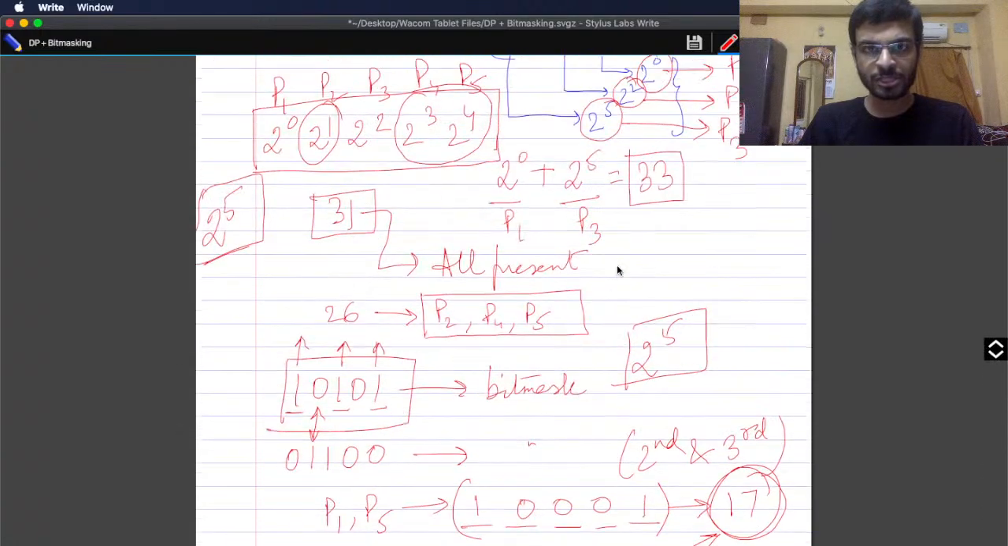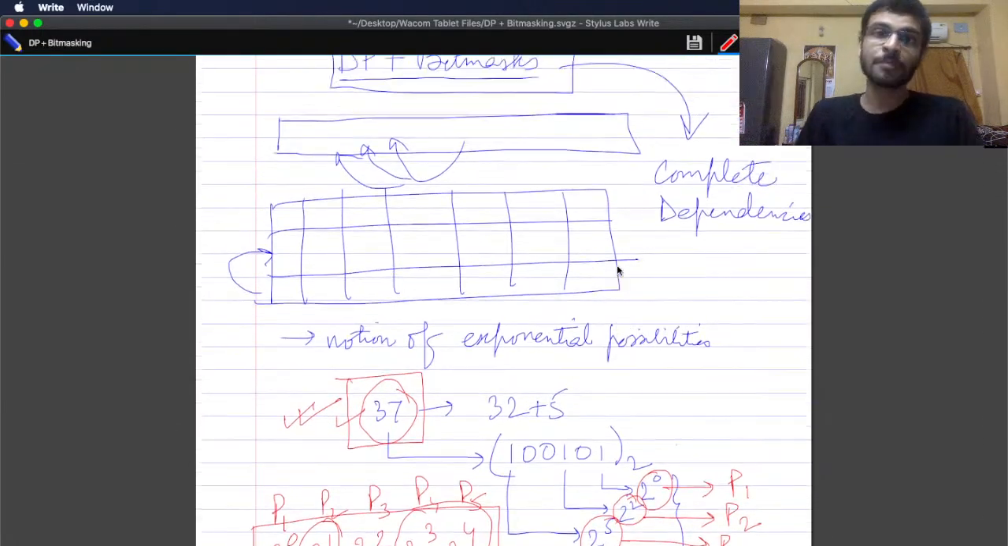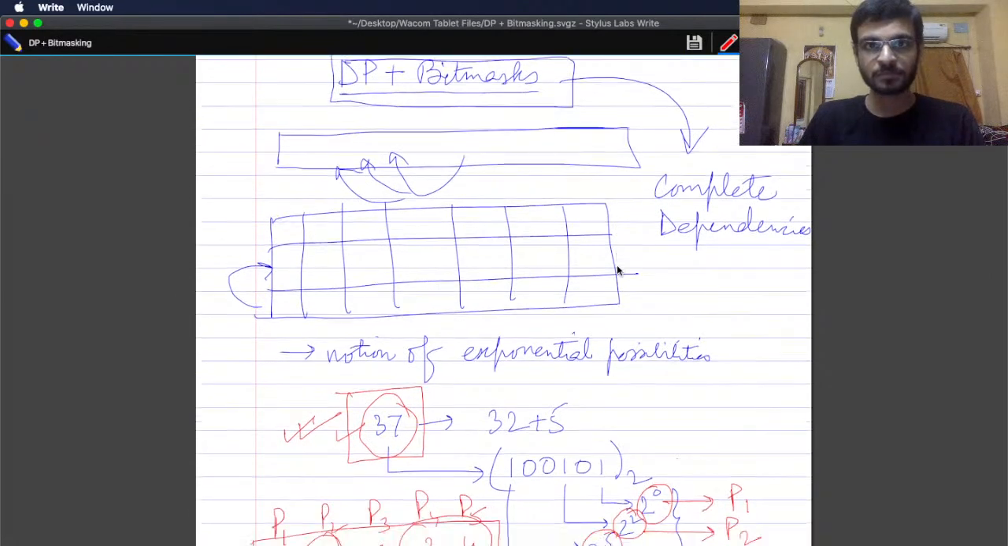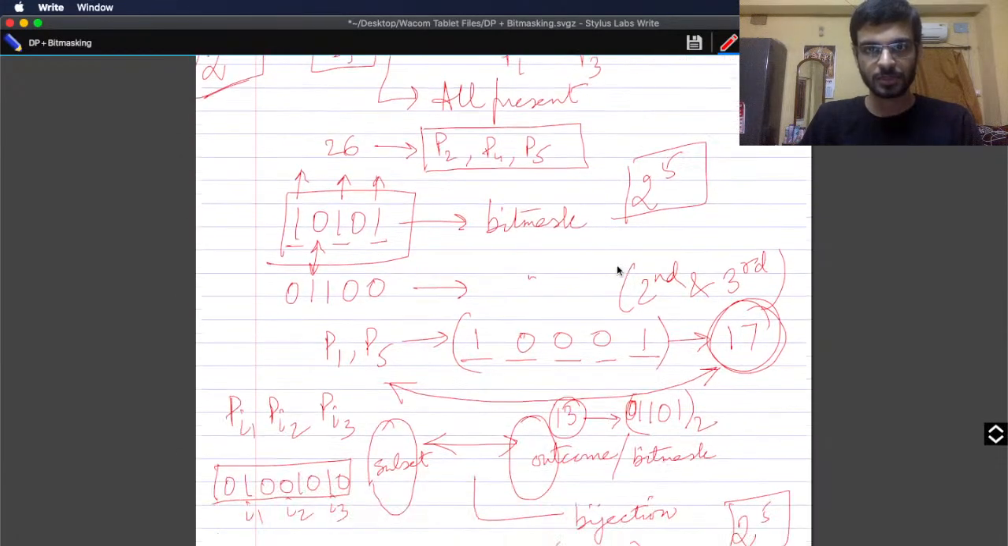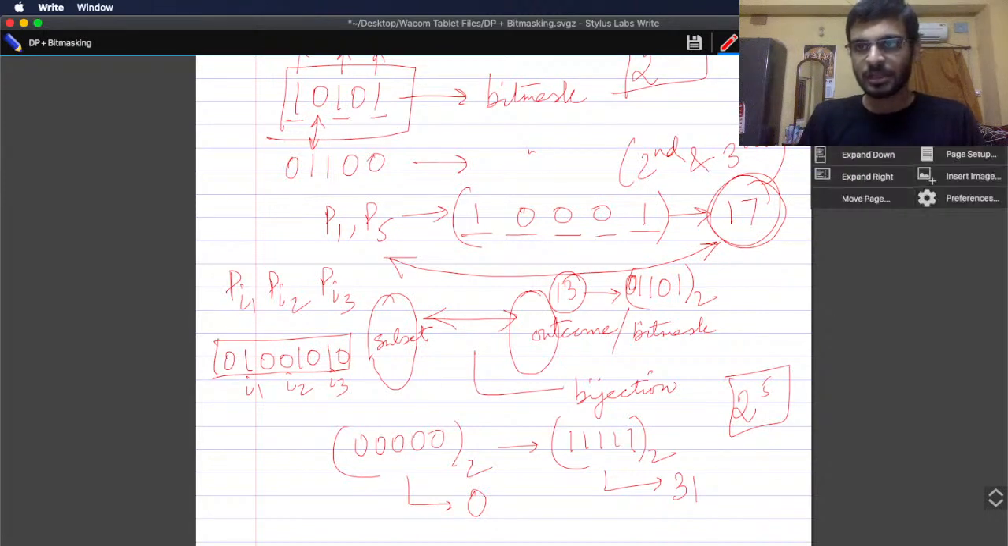Any other doubt till now? We are going to see it in more detail in the problem that we solve now. In the problem that we'll be solving, we'll be seeing it more clearly, but the basic bitmask idea is this. Got it. Okay. Let us then proceed and analyze a problem.